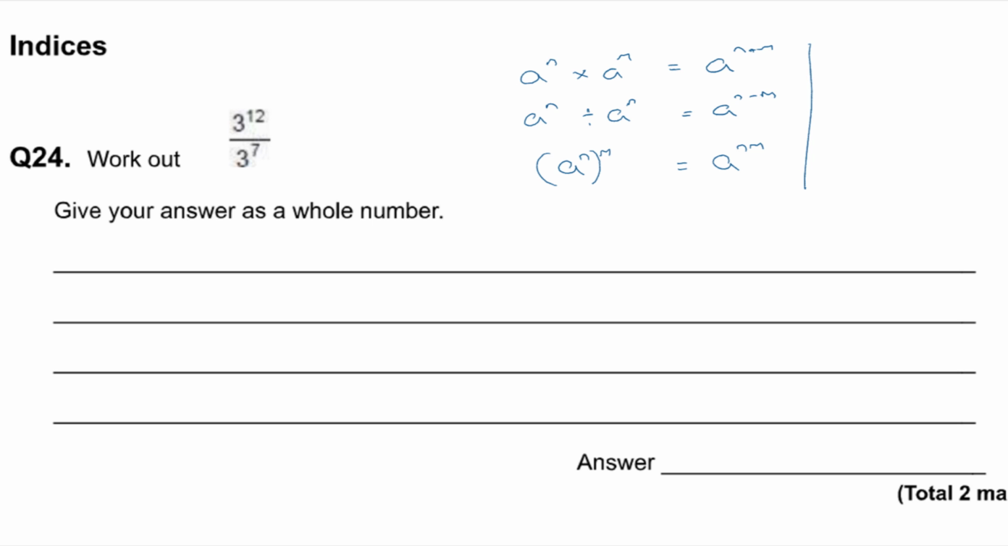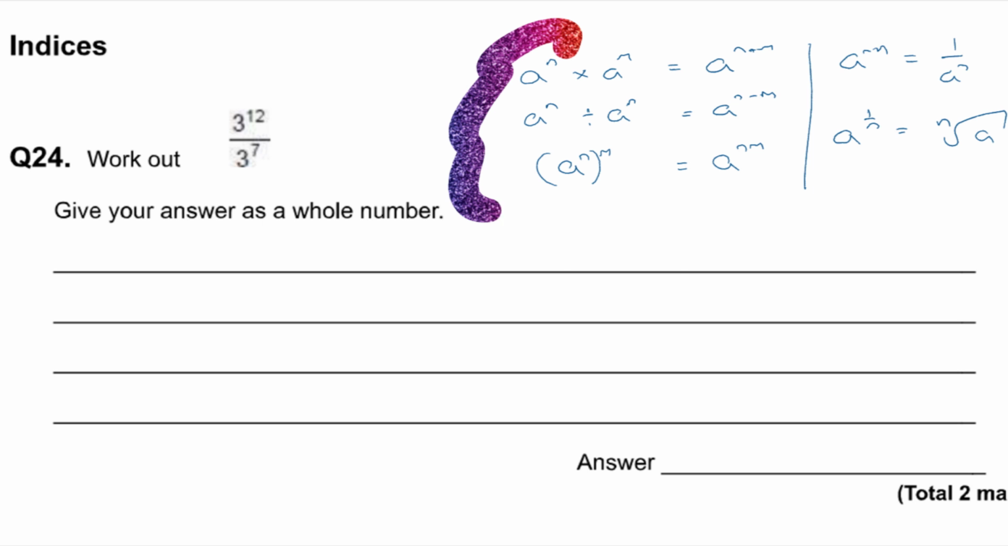Plus on top of that, you need to know what a negative index means, that a to the minus n is equal to 1 over a to the n, and you need to know what a fractional index is. So a to the power of 1 over n, that is the nth root of a. Okay, so that is the kind of assumed knowledge for this topic. So you need to know all that.